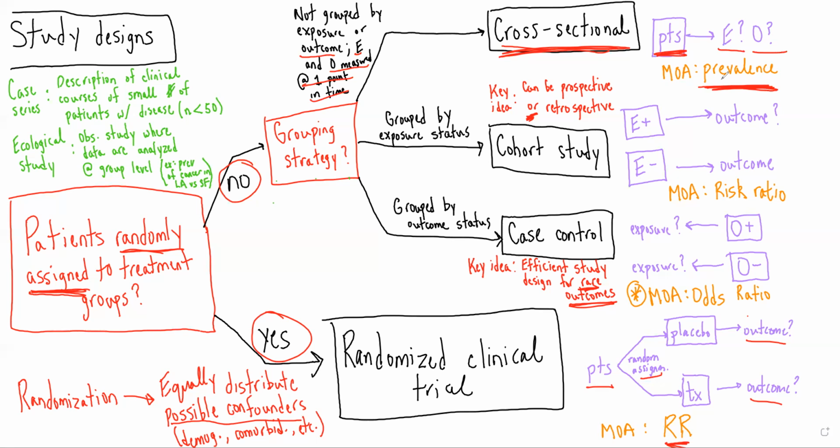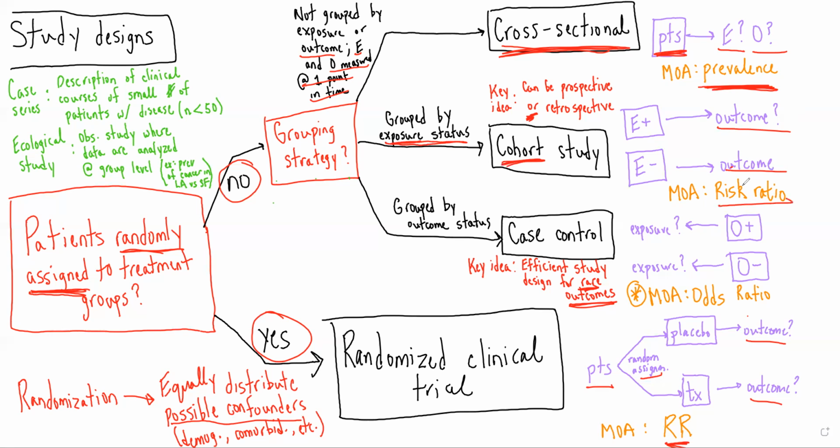The next group is if patients are grouped by exposure status, so patients with or without the risk factor. If that's the case, then we're dealing with a cohort study. So as shown by the graphic in purple, you have one group of patients with the exposure, one group of patients without the exposure, and then you're asking, what is the outcome in each of these groups? In this case, the measure of association is a risk ratio.